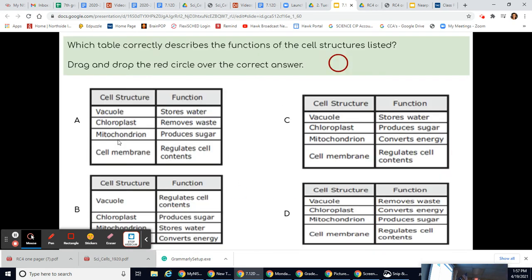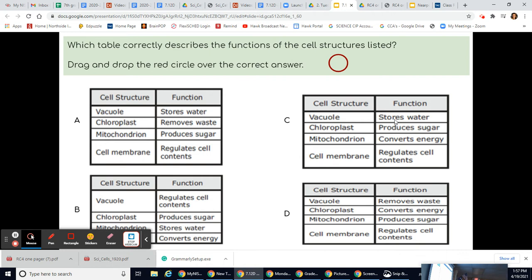Oops, let's go down. This one we can cross out. The mitochondria is the powerhouse. So let's get rid of A and let's go to B. Regulates cell contents. That's not what a vacuole does. It stores water and wastes. So we could X out B.